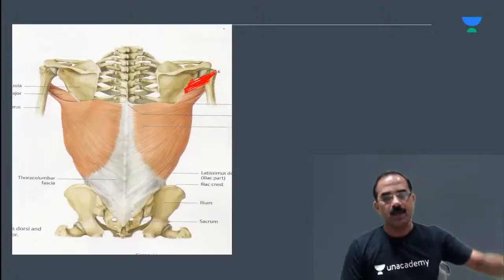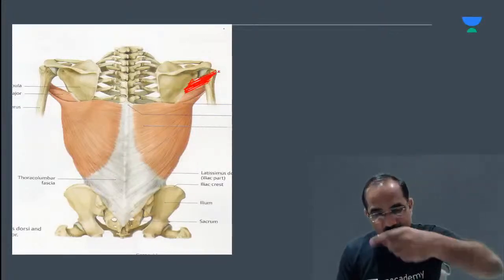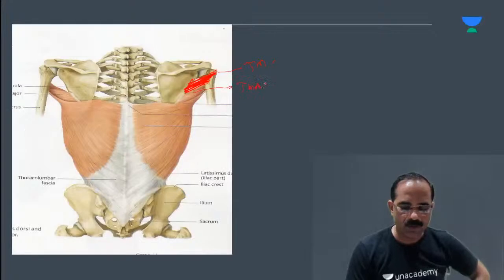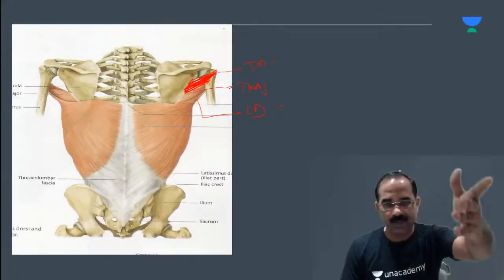That's teres minor. Matlab, when you're looking from backside, students, what is this muscle? Teres minor. What is this muscle? Teres major. And what is this muscle? Latissimus dorsi. From backside. Ye peeche se dekh rahe.